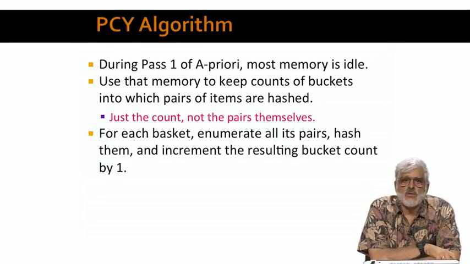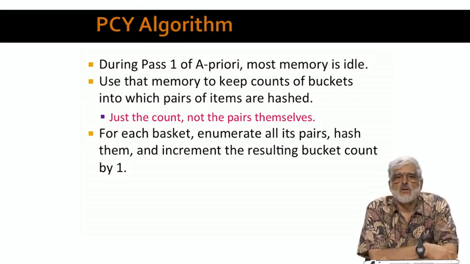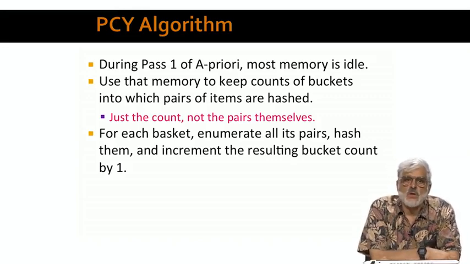So in the first pass, when we read a basket, we not only increment the count for each of its items, as we did for the first pass of a priori, we also hash each pair that is contained in the basket. And for each resulting bucket, we increment its count by 1.